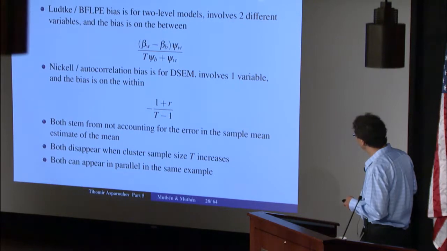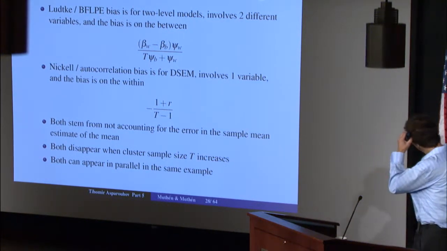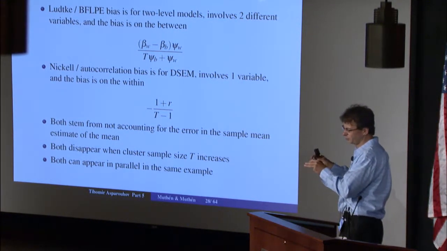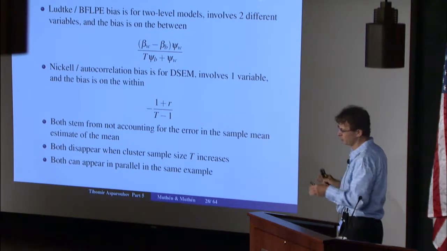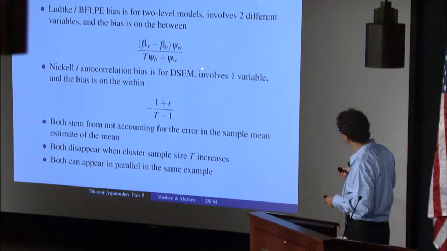So in the big fish, small pond effect, you have in that model just a simple path analysis model. You have regression on the within level and regression on the between level, and the bias occurs on the between level regression parameter, and this is basically what the bias looks like.